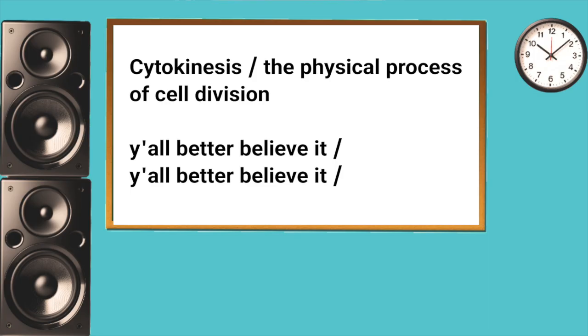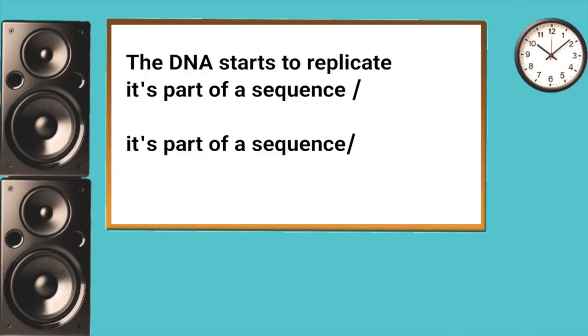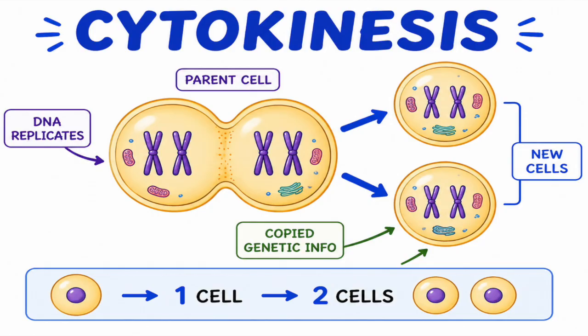Y'all better believe it. The DNA starts to replicate. It's part of a sequence. Yo. Cytokinesis is the physical process where a cell splits into new cells. Before the division is complete, the DNA replicates, so each new cell receives genetic information.